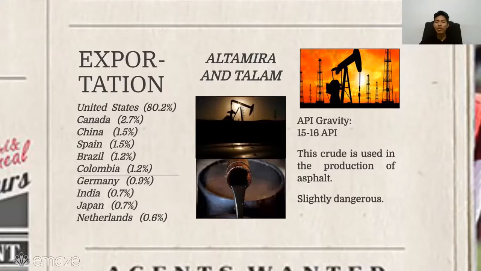Now, before we talk about Altamira and Talam, you must be wondering what are Altamira and Talam. Well, they are another type of petroleum. The matter with them is that they have an API gravity between 15 and 16. So it's a petroleum heavier than Maya, and its production is much lower than Olmeca. That is the reason why there is not much information about them. But we know that its principal use is for asphalt.